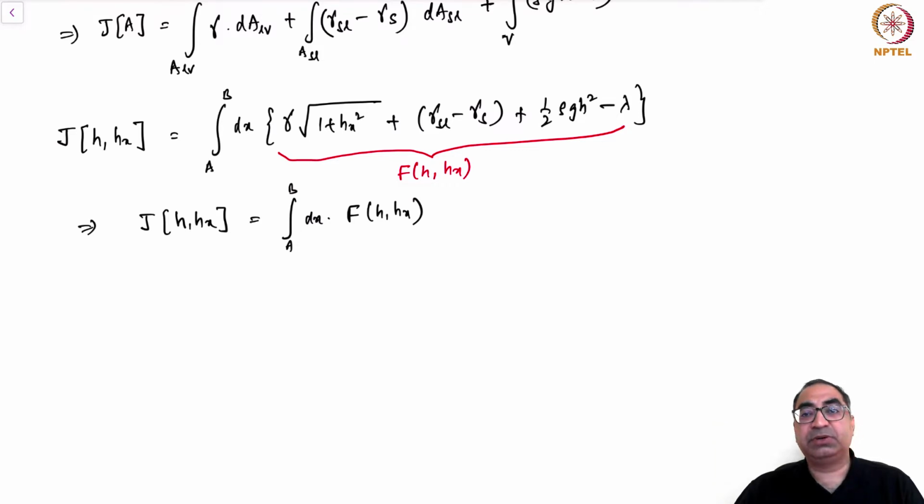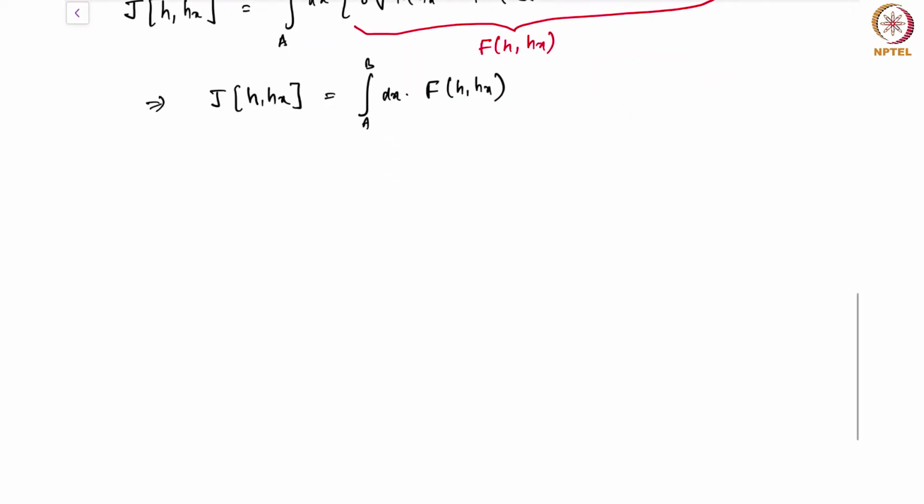So what we now want to do is an energy minimization, or use a variational approach on this integral that we have. Let us proceed with the analysis. But before we proceed, let's understand why we have a variation at all.